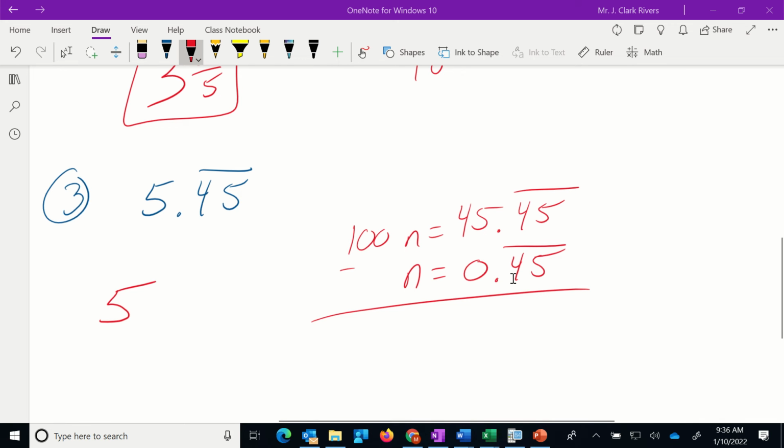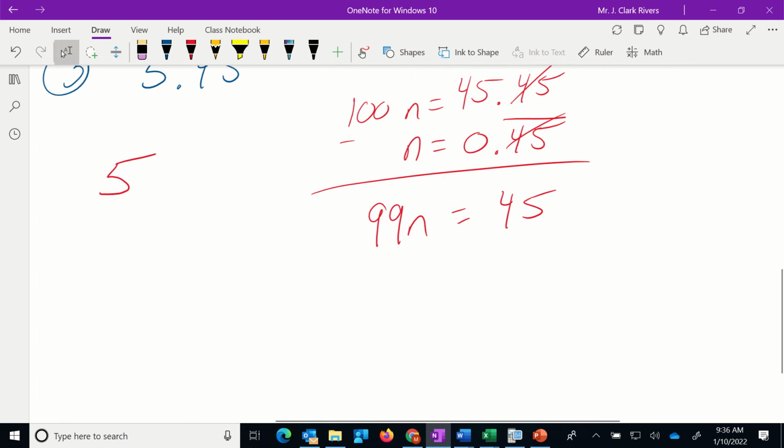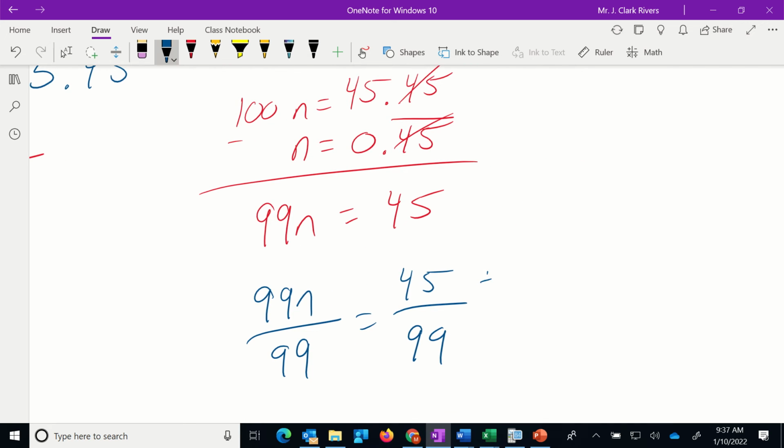How many digits repeat here? 2. So we need to multiply by 100. We slide that decimal 2 spots to the right, and we get 45.45 repeating. You always want the repeating portions to line up, so that when you subtract, you can easily see that becomes 0, right? 0.45 forever minus 0.45 forever. We end up with 99n on the left side equal to 45 on the right side. We then need to divide both sides by 99. So we divide by 99, and we get 45 divided by 99. We can divide both of these by what? 3, right?